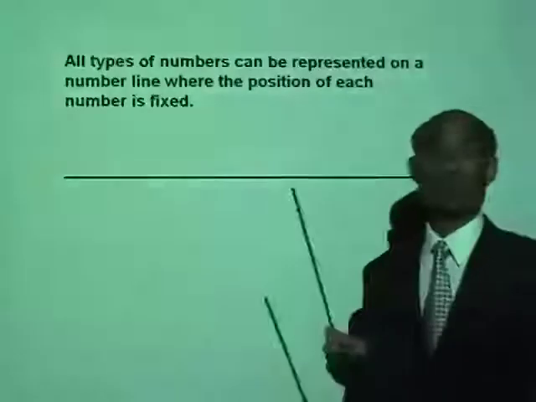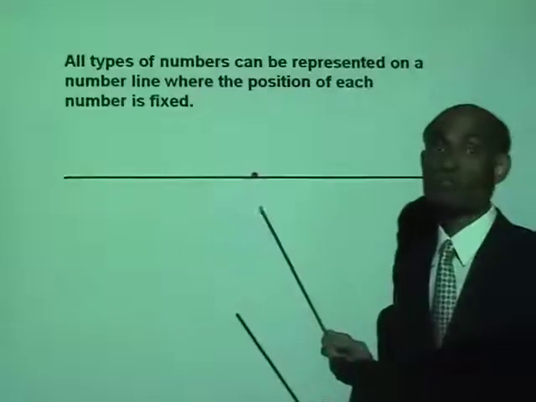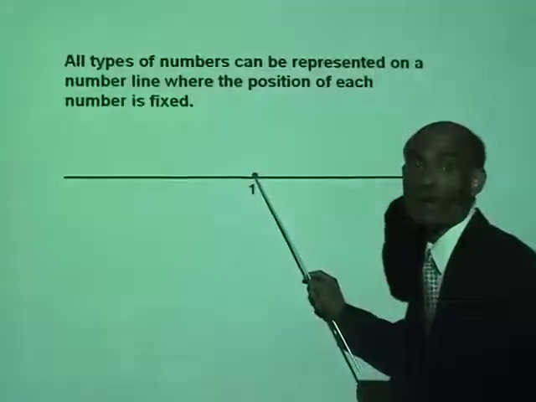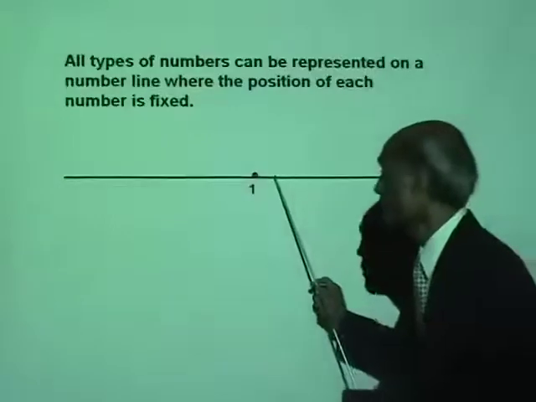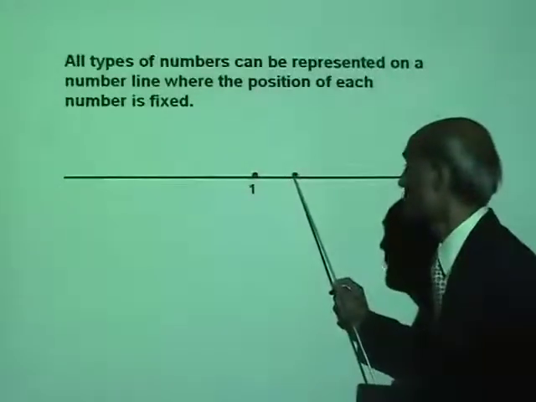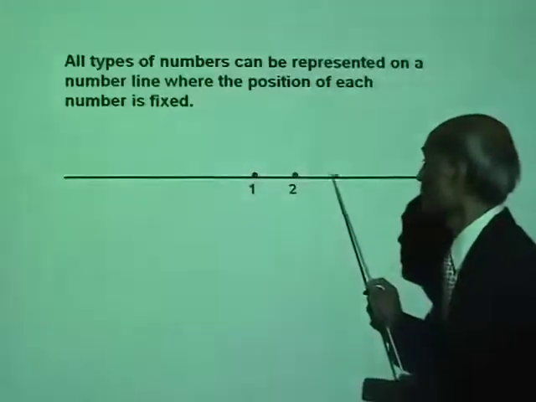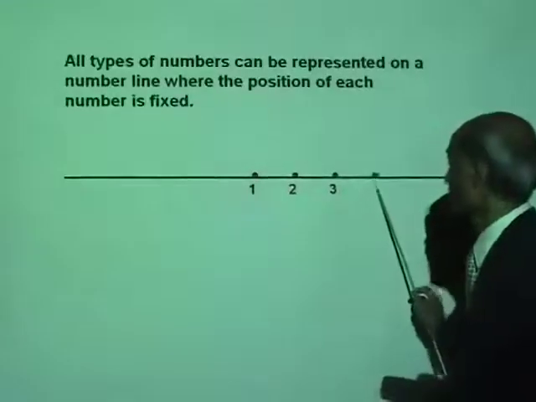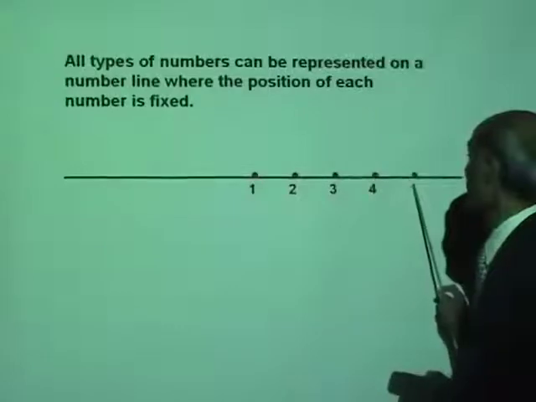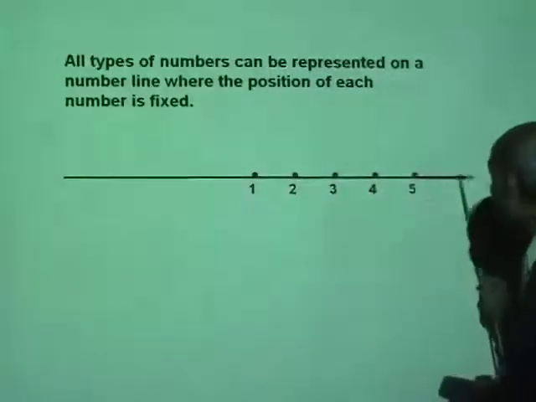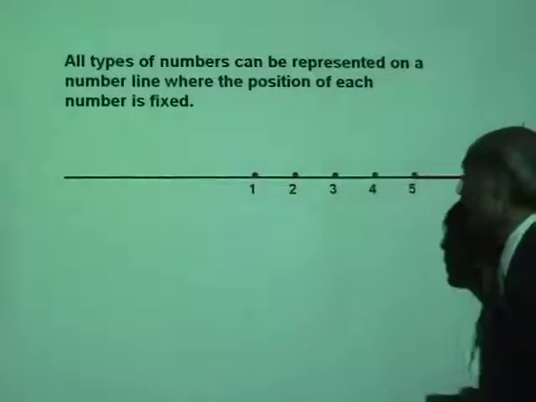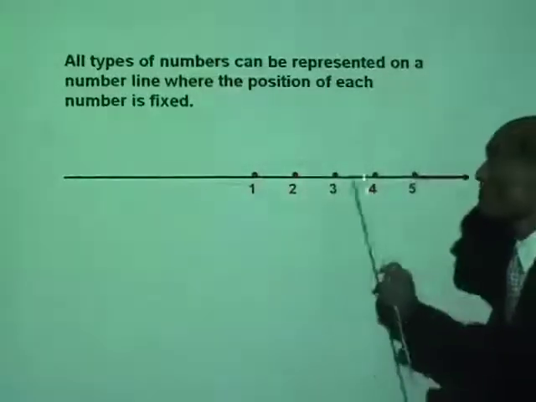Now, here is the number line. Now fix the position of the number. This is my 1. Where will my 2 be? I go to the right. That is my 2. And I go to the right again. That is my 3, my 4, 5, and look at the arrow there. What does the arrow represent? We go indefinitely to the right.